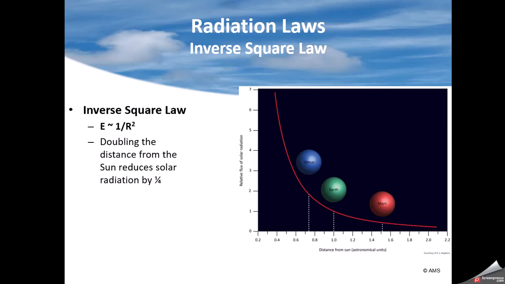All right, here's an interesting thing. We consider the Earth to be basically one astronomical unit. Mars is much closer, so it's less than one.